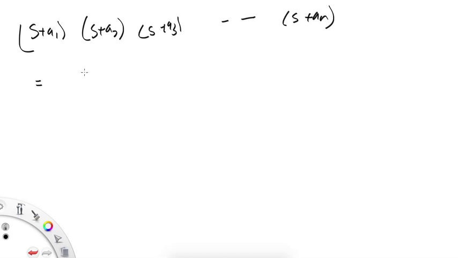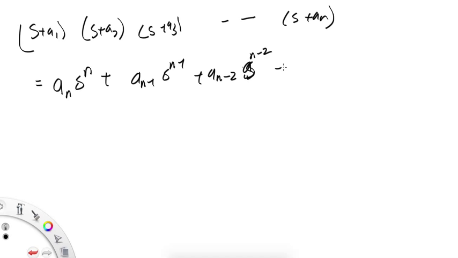So let's say we get something like s^n plus a_(n-1) s^(n-1) plus a_(n-2) s^(n-2), all the way down to a_1, sorry, a_0, s to the power of 0.